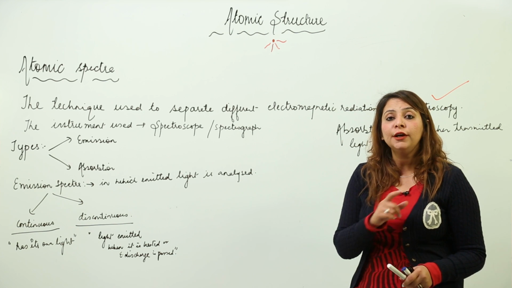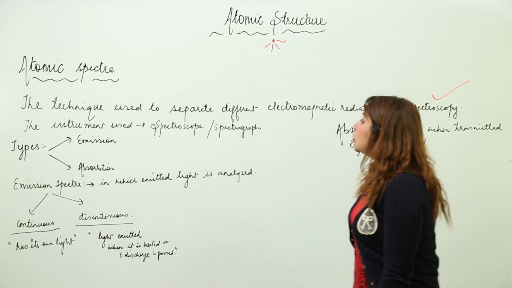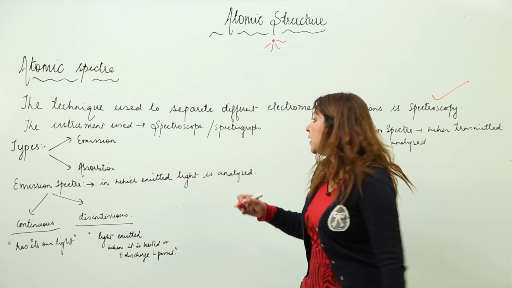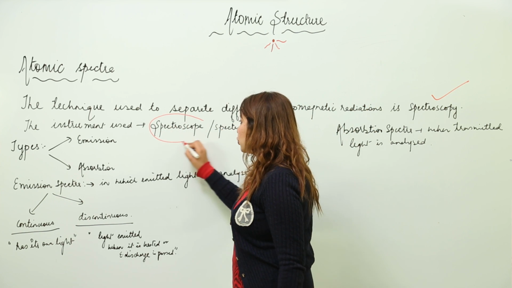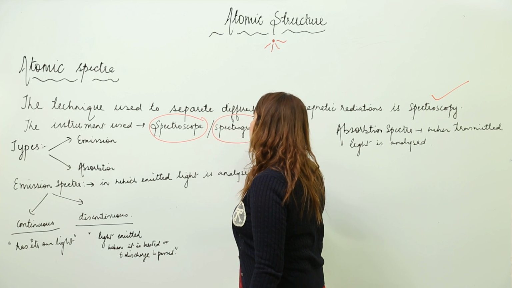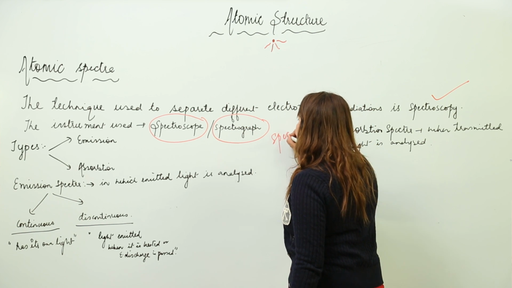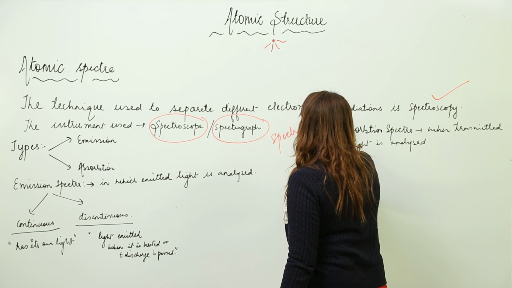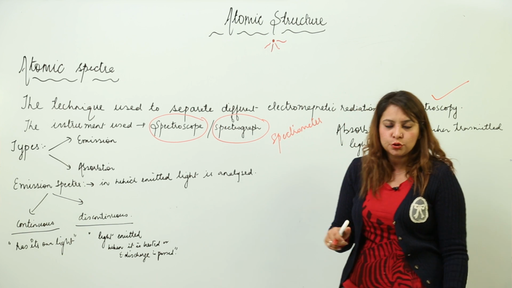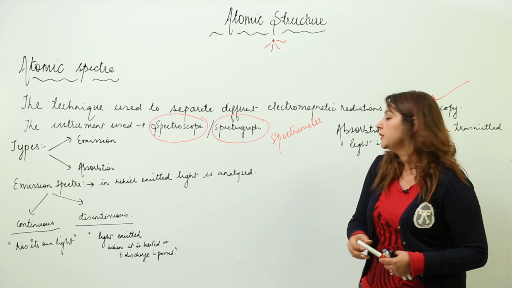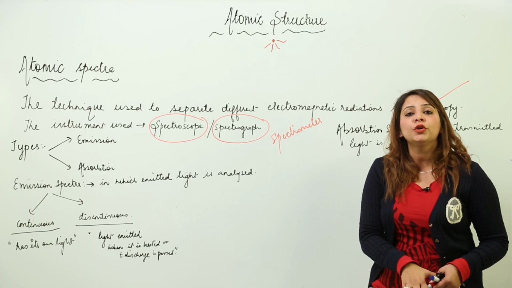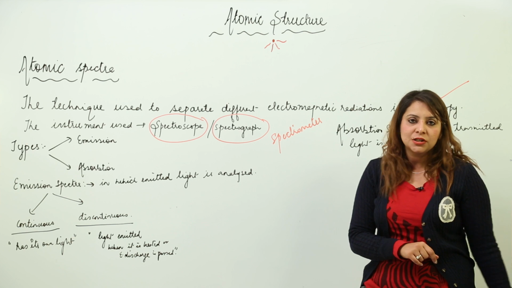So let us see what kind of instruments we make use of. The instrument that we use is called a spectroscope or spectrograph. Instead of it, you can also say it is called a spectrometer, because there is hardly a difference in the two. I am going to tell you what actually the difference is. Otherwise, the general name you can call is the spectrometer also.